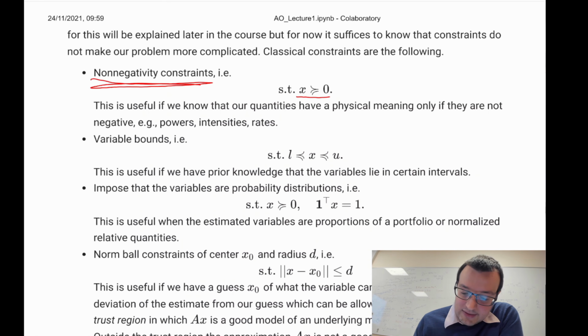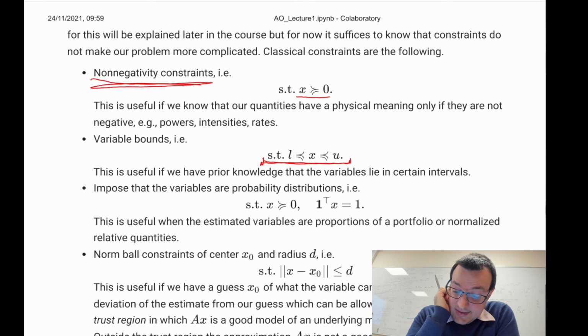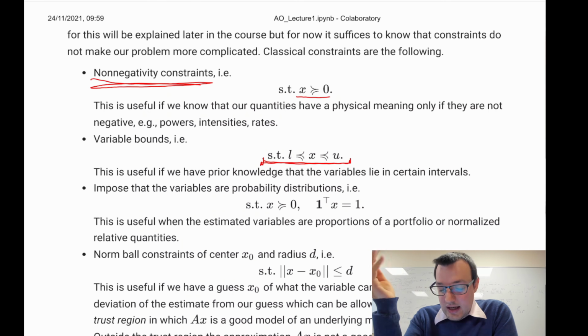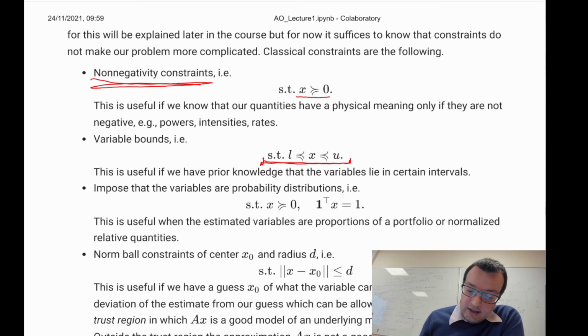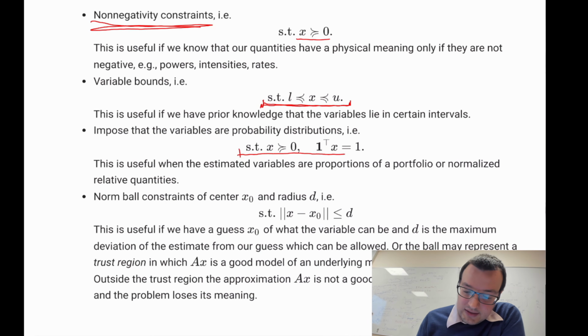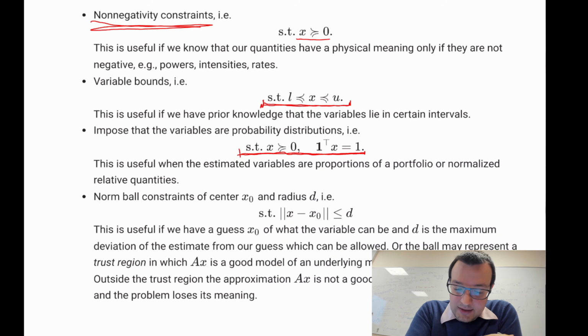Another common type of constraint for this problem is the variable bounds constraint. So we say essentially that our component xj has to be between a certain bound lj and uj. Another common type of constraint is a constraint that tells us that our variable x is a probability. That means essentially that the values have to be positive and have to sum to 1. So the total probability has to be 1.